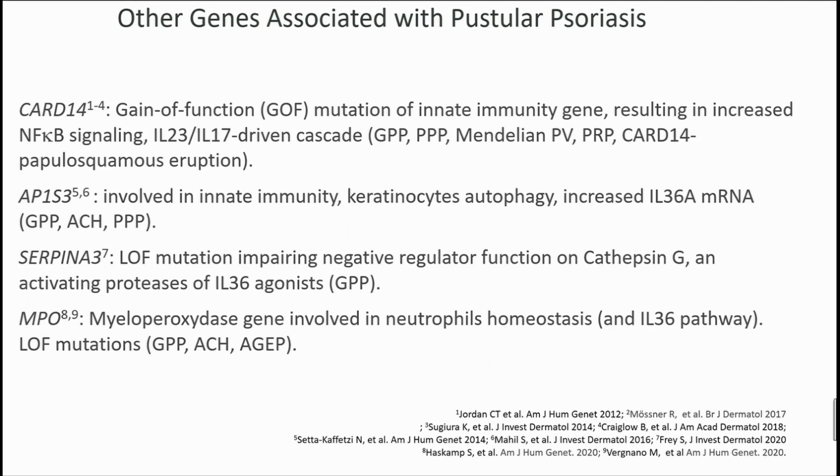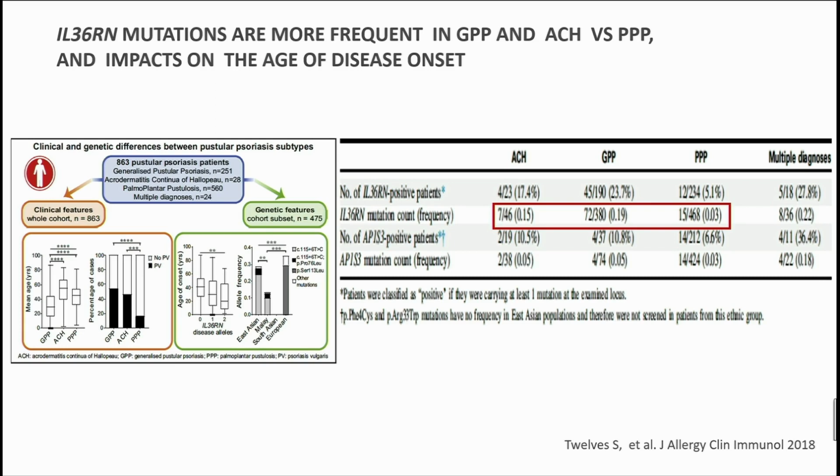So again, other genes associated with pustular psoriasis, you can see the list on this slide, and this is an evolving picture: CARD14, AP1S3, SERPINA3, MPO, all these are more or less connected to the IL-36. It doesn't mean that the IL-36 is really the main checkpoint. There is some redundancy and some parallel inflammatory cascades. And again, the prevalence based on this nice paper by Sophie Twelves and Francesca Capone varies, but in this nice cohort, you can see that the IL-36 mutations target roughly 20% of the patients with GPP.